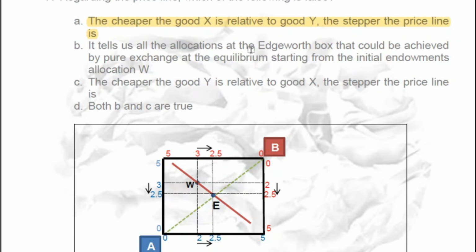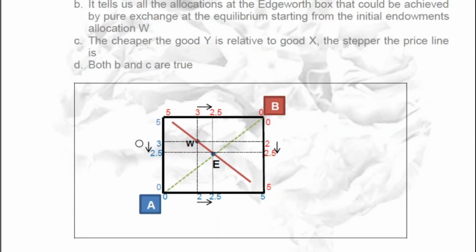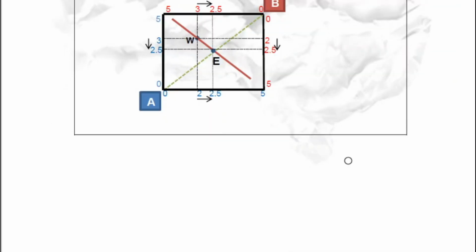Here it's not only the equilibrium that we can find. We can find all the possible bundles or combinations starting from W that can be achieved by doing the exchange, the trade at the equilibrium price. And one of them, exactly the intersection with the contract curve, is the final Walrasian equilibrium. The cheaper the good Y is relative to good X, so the more expensive the good X is, the cheaper the price then is. Yeah, correct. So the false is the first one.